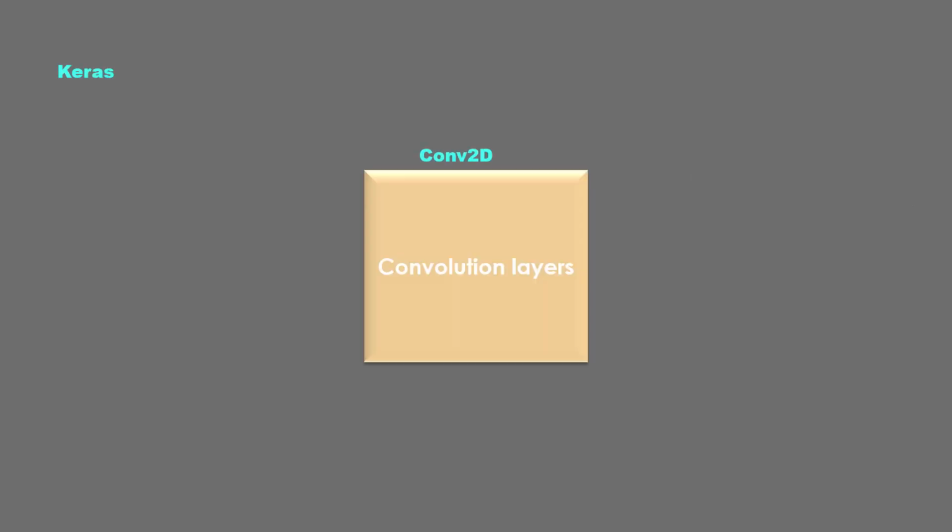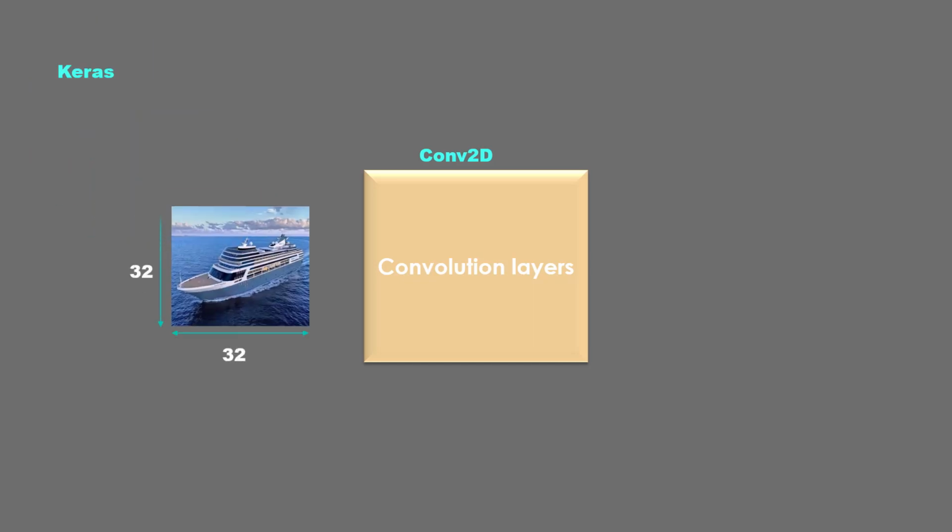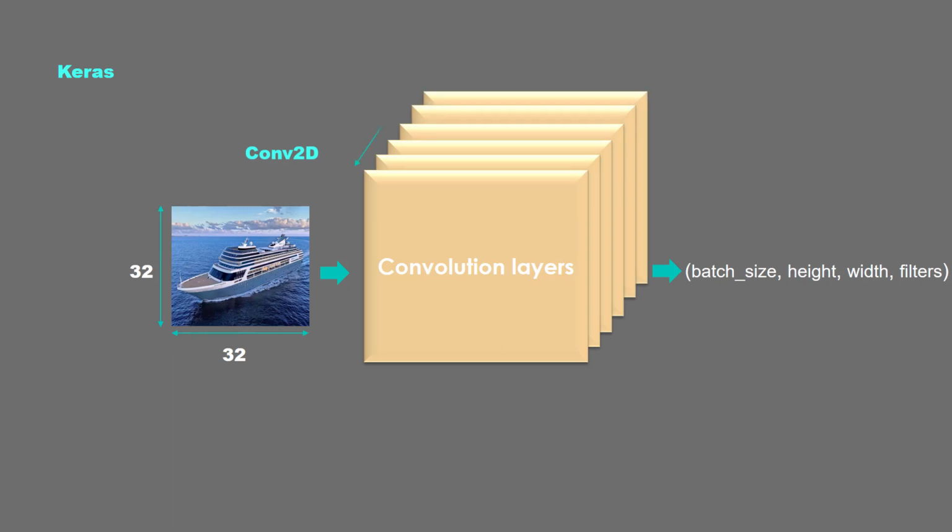In Keras, the Conv2D layer applies convolutions to an input tensor with two spatial dimensions, such as an image that is 32 by 32 in size. The output of a Conv2D layer is another four-dimensional tensor of shape batch size, height, width, and filters. So we can stack Conv2D layers on top of each other to grow the depth of our neural network. It is really important to understand how the shape of the tensor changes as data flows from one convolutional layer to the next. This will be seen in the programming part while applying Conv2D layers to the CIFAR-10 dataset.